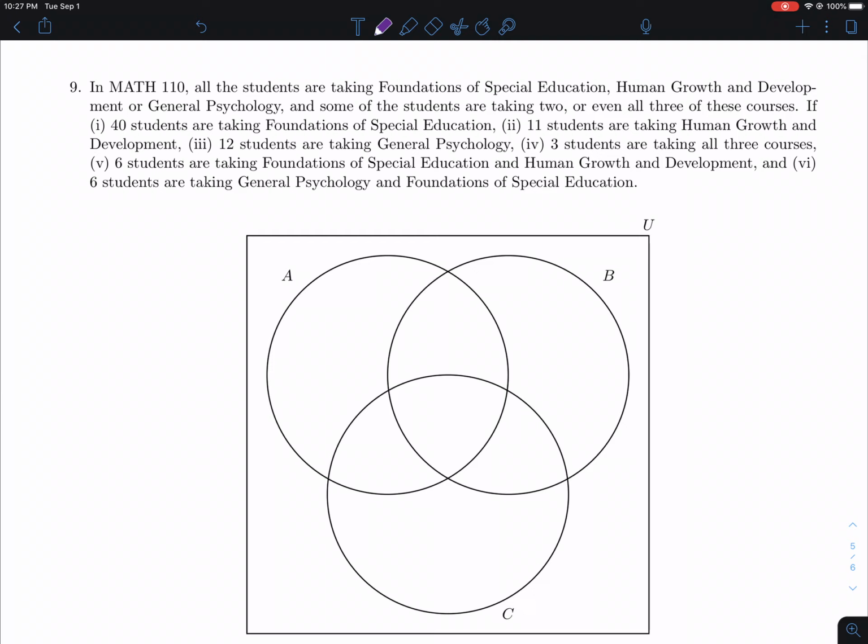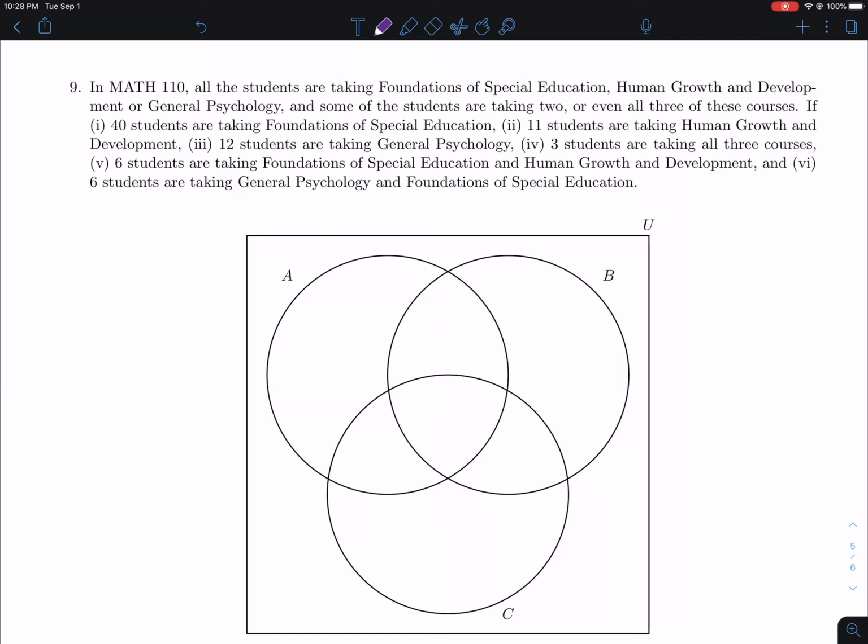So in this case, the problem is, we've got Math 110. All students are taking Foundations of Special Ed, Human Growth and Development, or General Psychology. And some of the students are taking 2 or even all 3 of those courses. If 40 students are taking Foundations of Special Ed, 11 students are taking Human Growth and Development, 12 are taking General Psychology, 3 are taking all 3 courses, 6 are taking Foundations of Special Ed and Human Growth and Development, and 6 students are taking Psychology and Foundations of Special Ed. So there's a lot of words going on here.